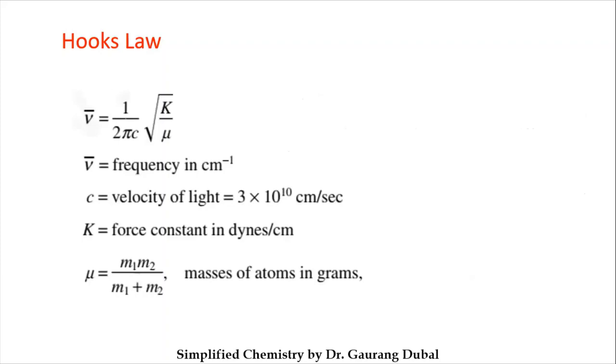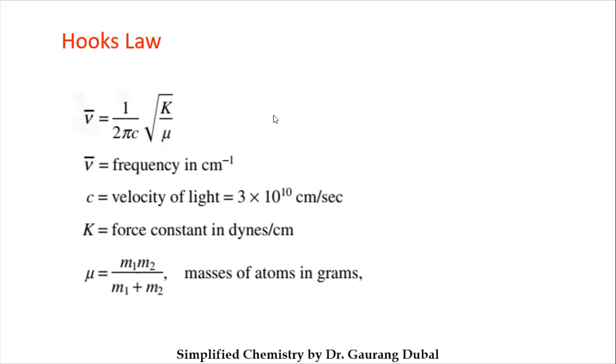We learned the calculation of IR frequency in a previous lecture, not exactly the previous one, but some lectures before. That video is available on my YouTube channel, so you can go through it in the IR spectroscopy playlist. Now the formula for Hooke's law: nu equals 1 by 2 pi c root of k upon mu. Nu is the symbol for frequency, the unit is centimeter inverse, c is the velocity of light, the value is 3 into 10 raised to 10 centimeter per second, k is the force constant, the unit is dynes per centimeter, and mu is the reduced mass of the atoms participating in the bond.